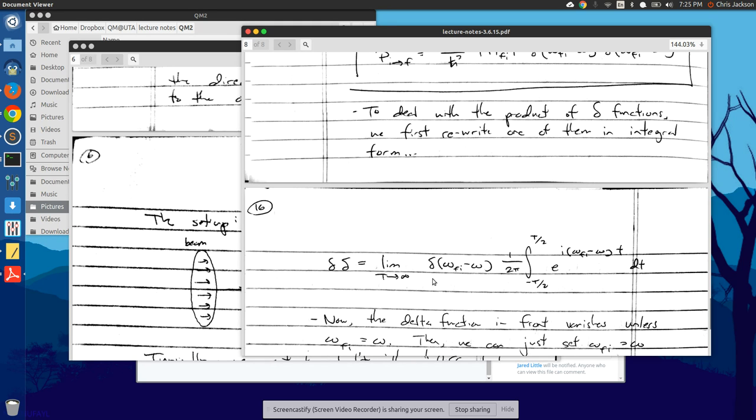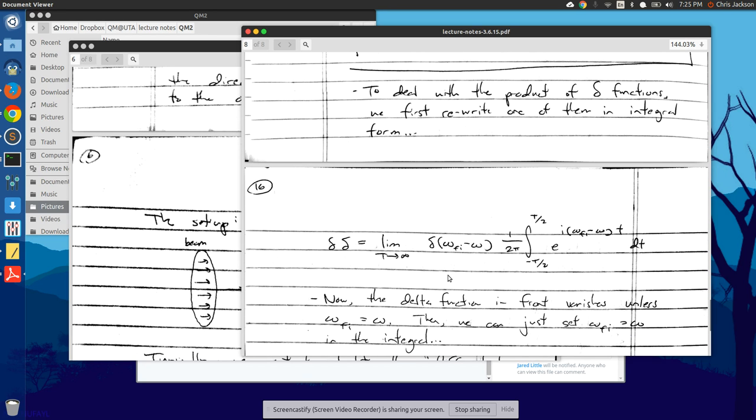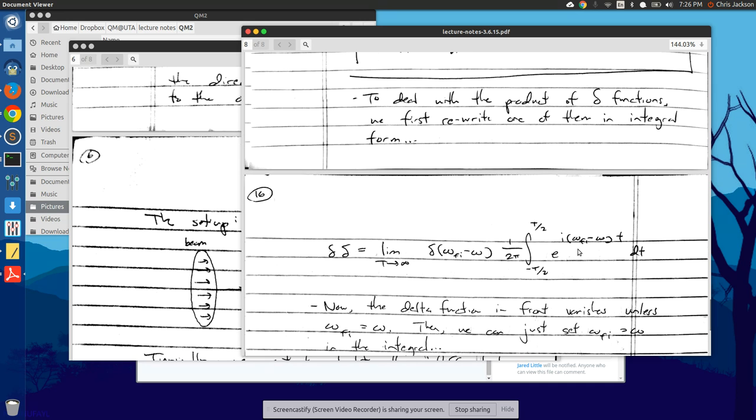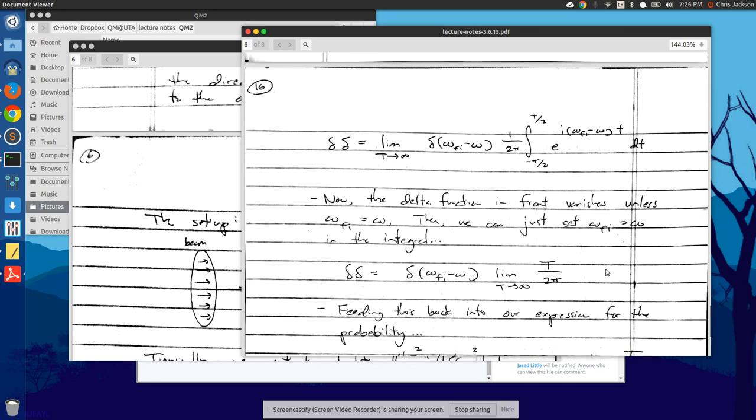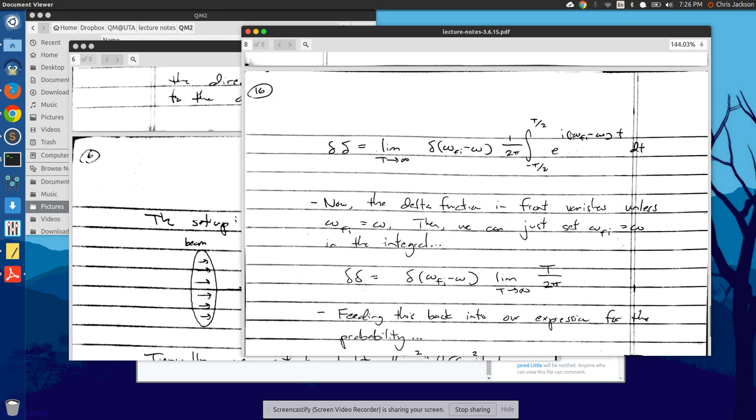The only way that this delta function is going to be non-zero is if omega equals omega fi, right? So what I can do is basically say, well, if that's the case, then I might as well just set omega equal to omega fi inside of this integral, because if it's not the case, then it doesn't matter. The whole thing is just going to be zero, right? So that's what I do. And then that turns this exponential into just 1, and then I can do the integral, and I just get big T over 2 pi, sorry.